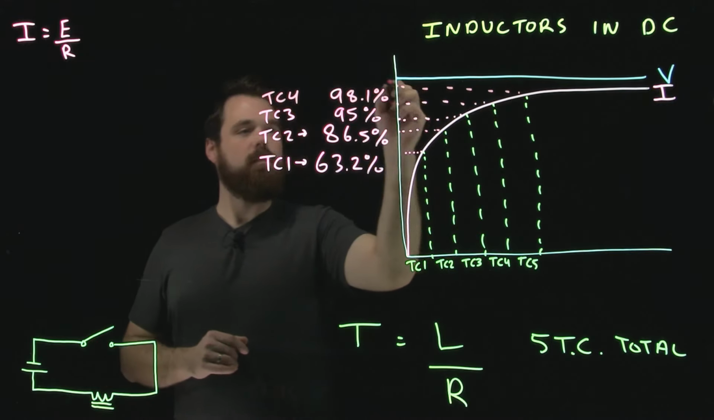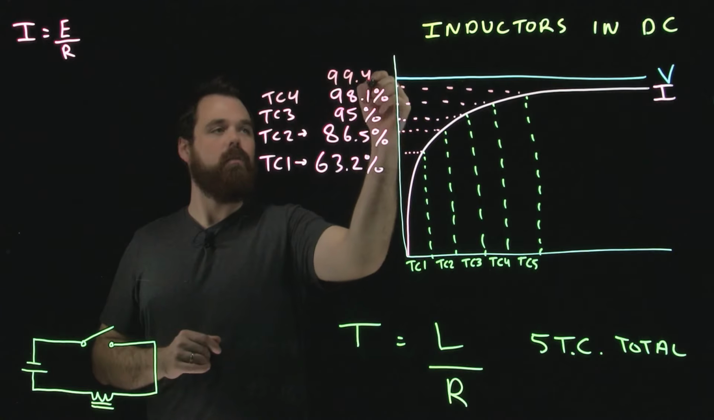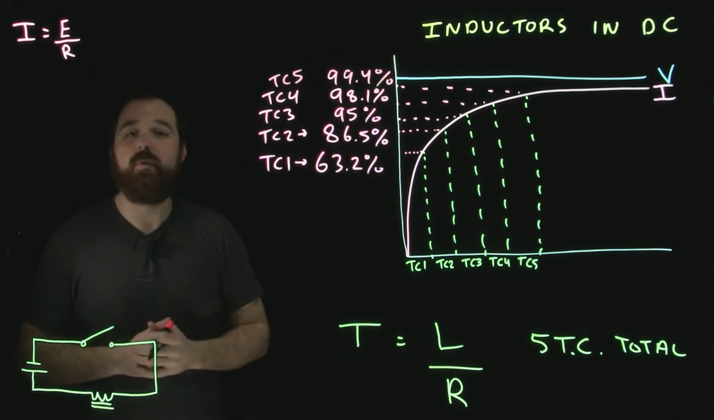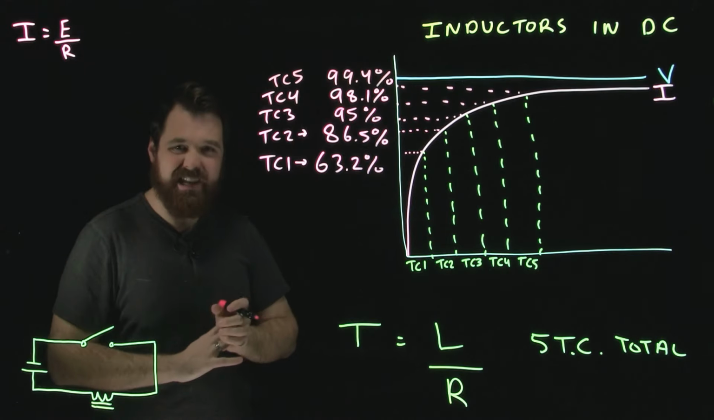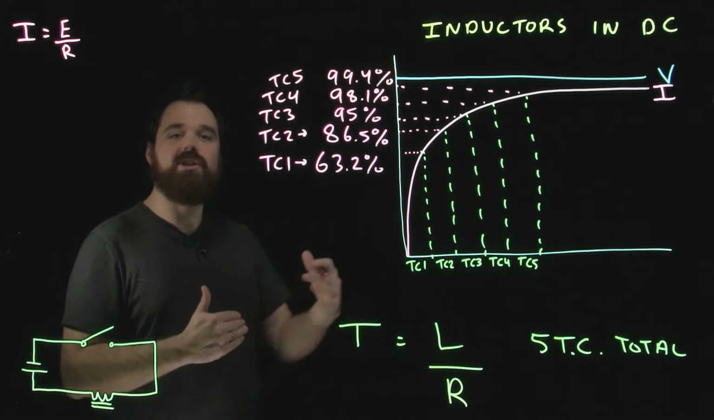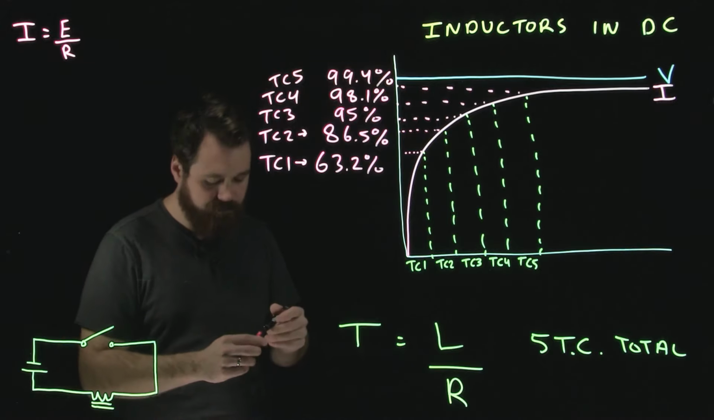And by the time it reaches up here, we're at 99.4%. And for us as electricians, we say 99.4% is close enough. We'll call that steady state. So keeping in mind each time constant, it's rising up 63.2% of the remaining value.